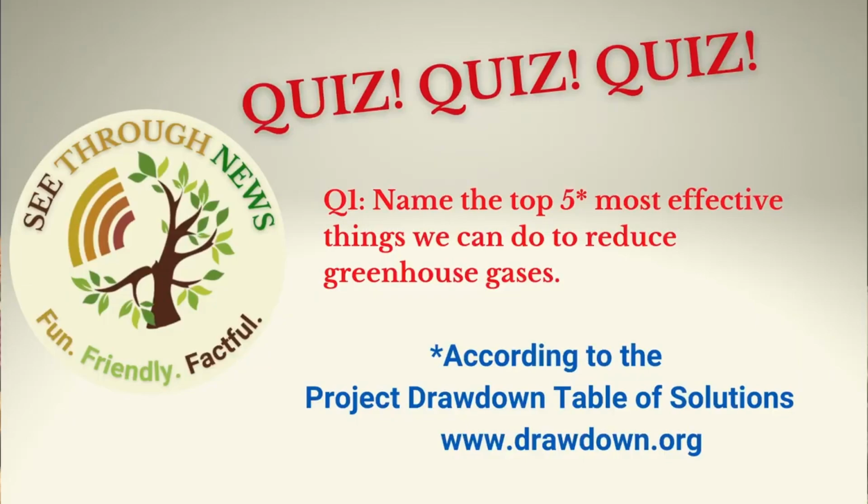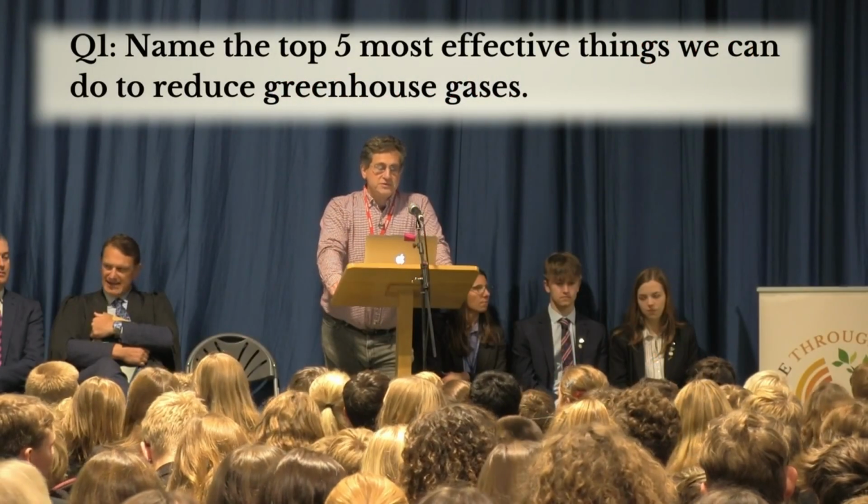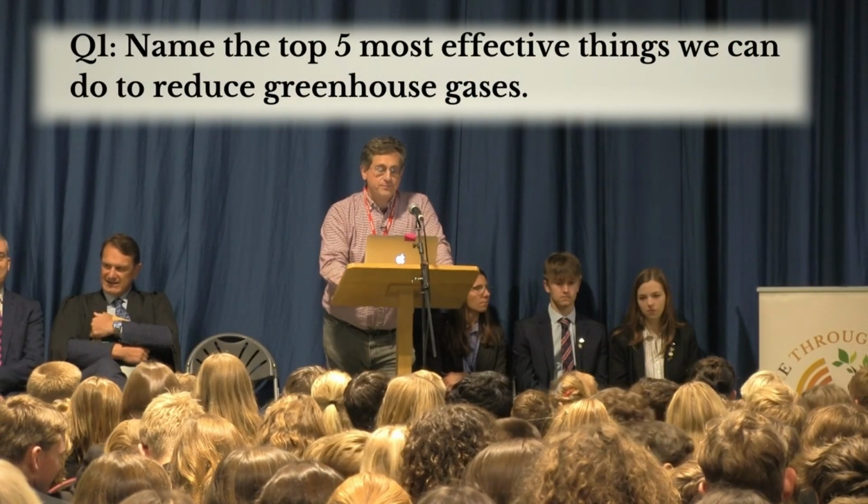Okay. Now, quickly, mentally, think of the top 5 things we can do to reduce greenhouse gases. Mentally list them right now. Now, you hear about it all the time in the news, you probably get taught it at school, sometimes you may even talk about it yourselves.